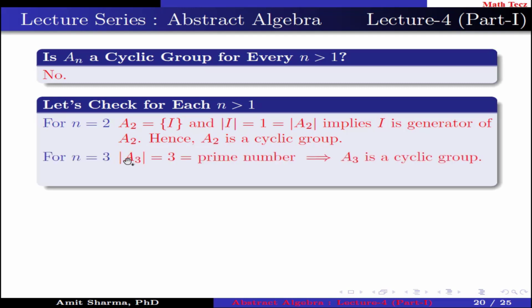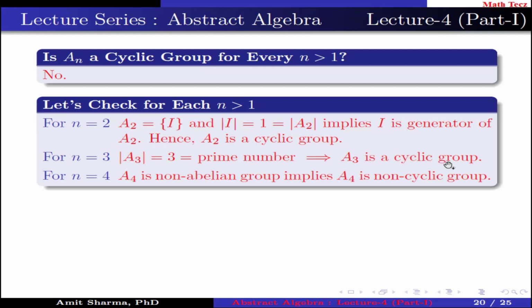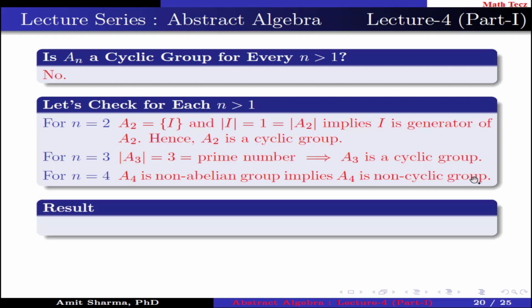For n equal to 3, the order of A3 is 3, which is a prime number, implies A3 is a cyclic group. For n equal to 4, A4 is a non-abelian group, implies A4 is a non-cyclic group. Next is the result. For n greater than or equal to 4, An is a non-cyclic group.